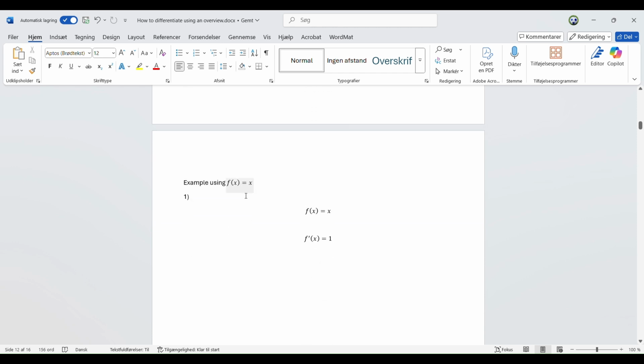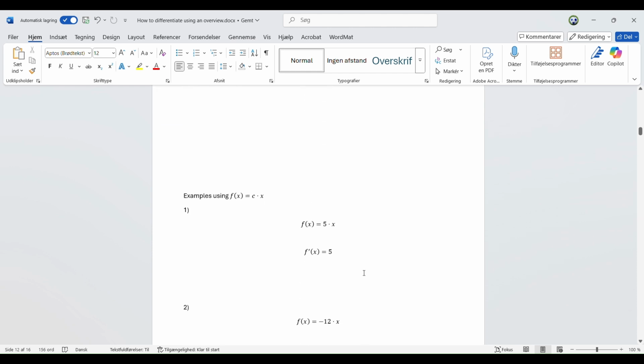Then we've got if f of x equals x. We have a look at our overview. We can see that for f of x equals x, our first order derivative would be equal to 1. So we just write 1. So our function is called f of x equals x, then our first order derivative or differentiated function would be f prime of x equals 1.